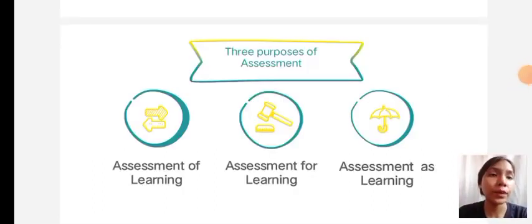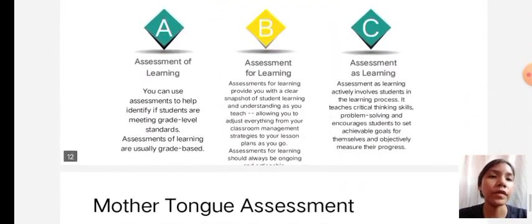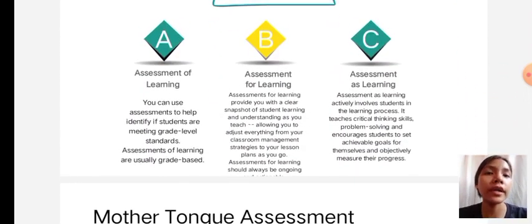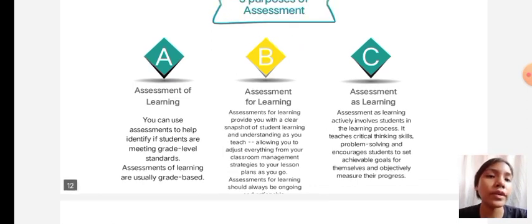So, there are three purposes of assessment: the assessment of learning, assessment for learning, and assessment as learning. So assessment of learning is a summative assessment. Assessment for learning is a formative assessment, while assessment as learning is an ipsative assessment. So assessment of learning, you can use to help identify if students are meeting grade level standards. So assessment of learning is usually grade based.